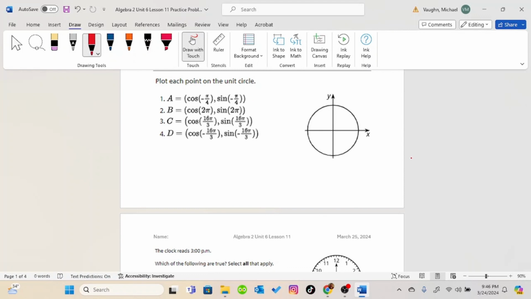Plot each point on the unit circle. So for point A, we have an angle of negative pi over 4. The negative tells us we're rotating clockwise, and the pi over 4 tells us we're going 1/4 of the way to pi, which is a half circle. So if I want 1/4, then my point is halfway through quadrant 4. So this would be point A.